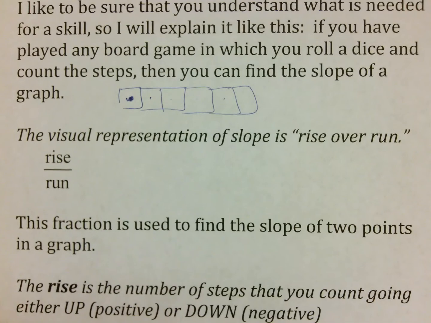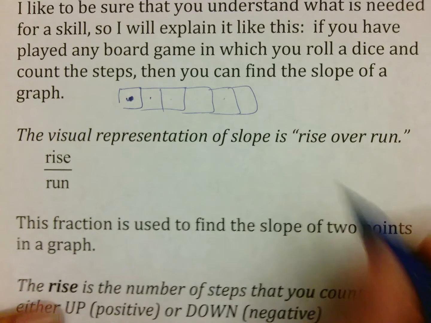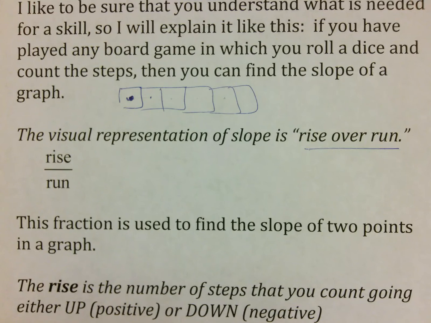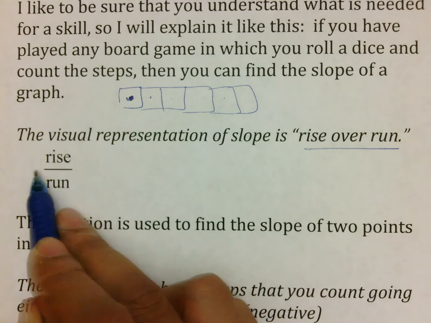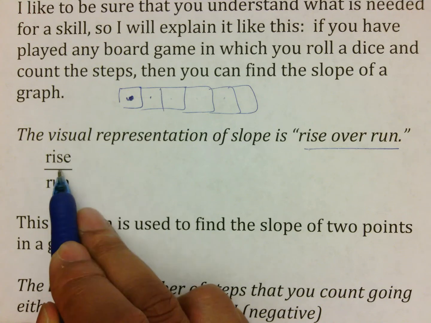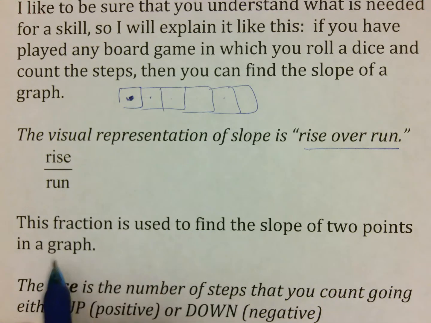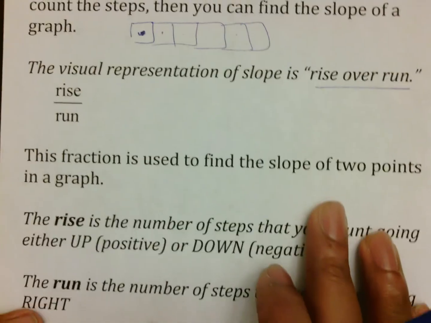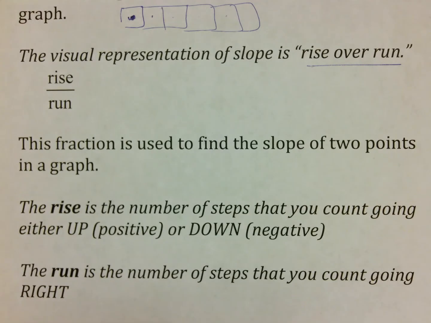The visual representation of slope is rise over run. That is a phrase you want to make sure you remember, rise over run. And what that means in math terms is rise is on top, run is on the bottom. That means we're going to look for a rise number and put it on top, and look for a run number and put it on the bottom. That fraction again is used to find the slope of 2 points in a graph.